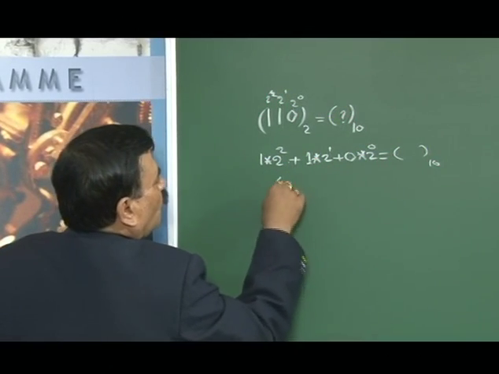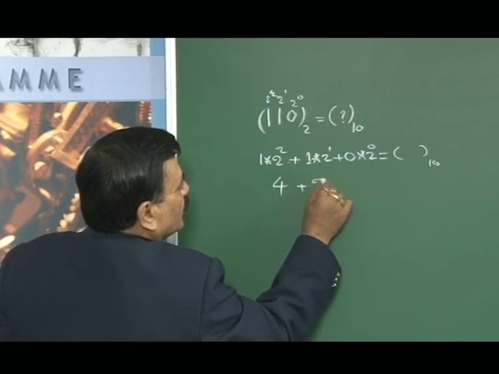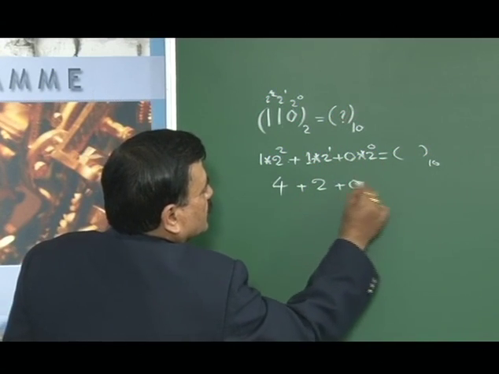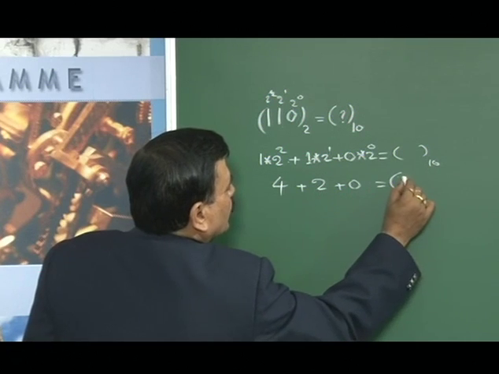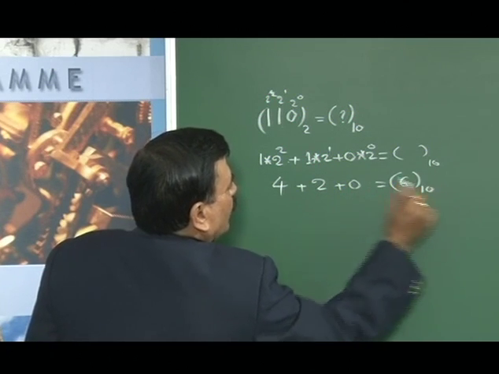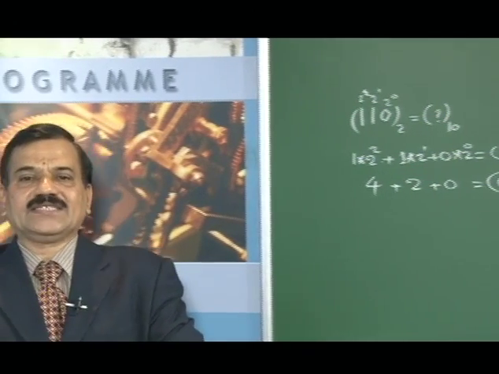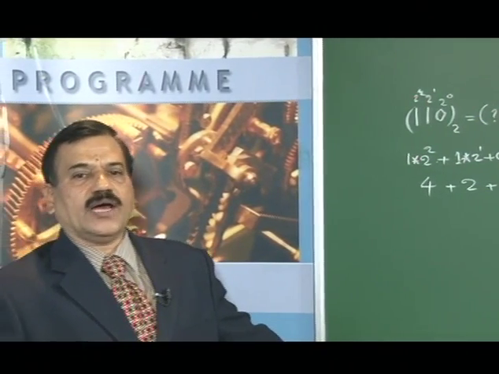This is 4, plus 2 to the power 1 is 2 into 1 is 2, plus 2 to the power 0 is 1, but since the digit is 0, this is equal to 0. Hence the value is 4 plus 2, which equals 6 in decimal. Similarly, whenever a number is given and you want to convert it into a decimal value, we have to multiply. That is the meaning. And for decimal to other bases, we have to divide.